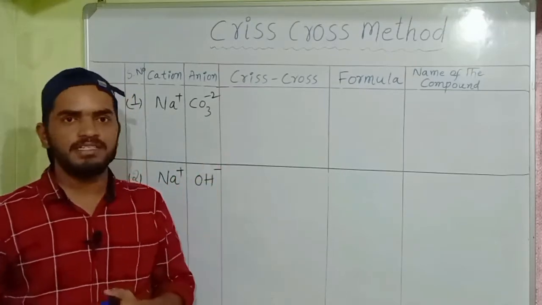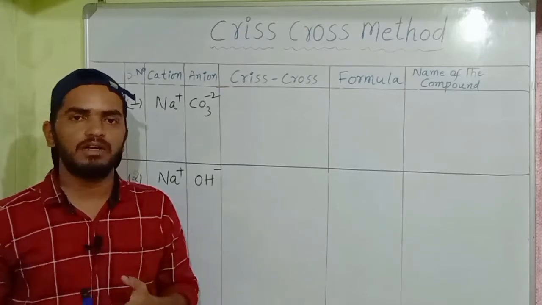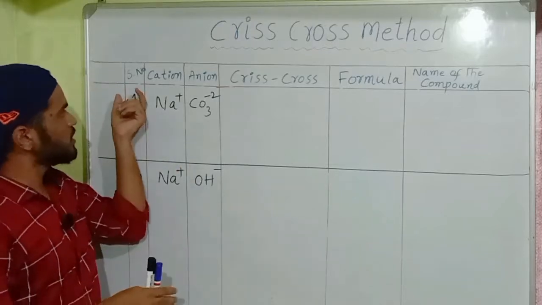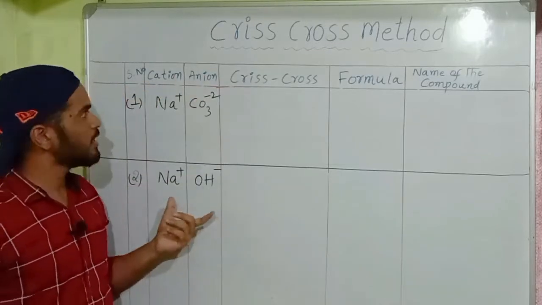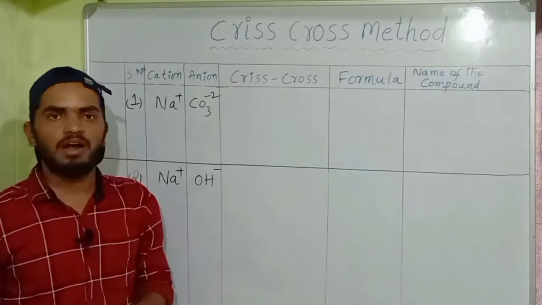So we are discussing the criss-cross method. Let me discuss the chemical formulas of some compounds we are going to find. Here there is a table. We have taken a table in tabular form with cation, anion, criss-cross formula and name of the compound.